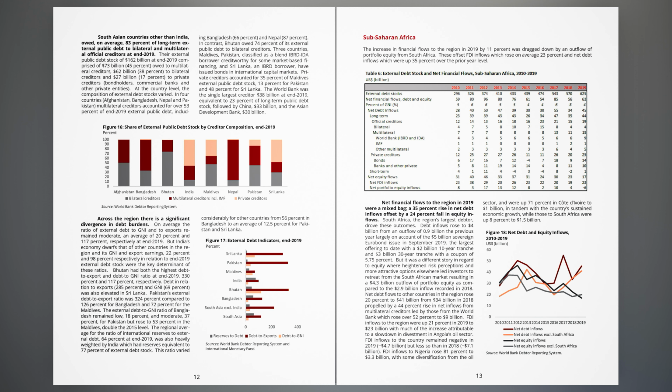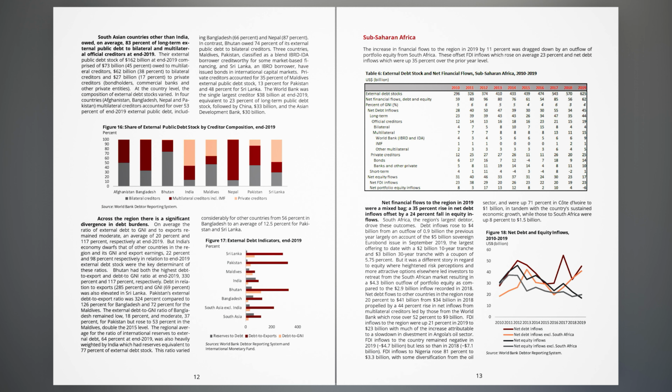Net debt flows to other countries in the region rose 20% to $41 billion from $34 billion in 2018, propelled by a 44% rise in net inflows from multilateral creditors led by those from the World Bank, which rose over 52% to $9 billion. FDI inflows to the region were up 21% in 2019 to $23 billion, with much of the increase attributable to a slowdown in divestment in Angola's oil sector.